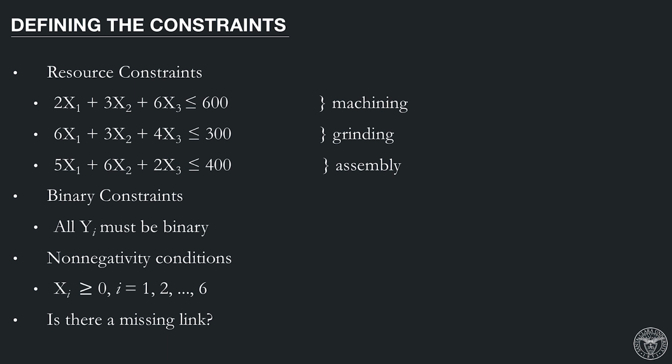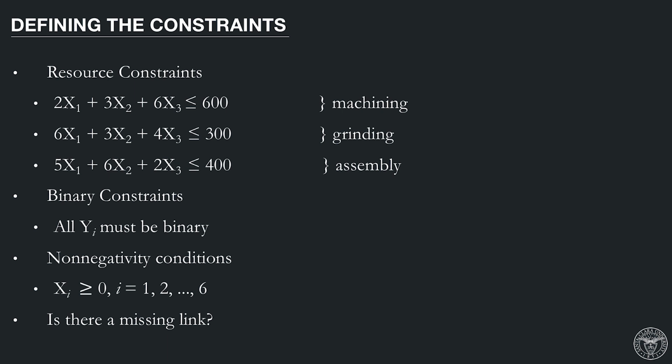We continue to have the constraints for those 3 departments. For example, for machining department, we have 2x1 plus 3x2 plus 6x3 less or equal 600. For grinding, we have 6x1 plus 3x2 plus 4x3 less or equal 300. And we have 5x1 plus 6x2 plus 2x3 less or equal 400 for assembly. We already defined yi will be equal to 0 or 1, so yi is a binary decision variable. And we continue to have the non-negative constraints.